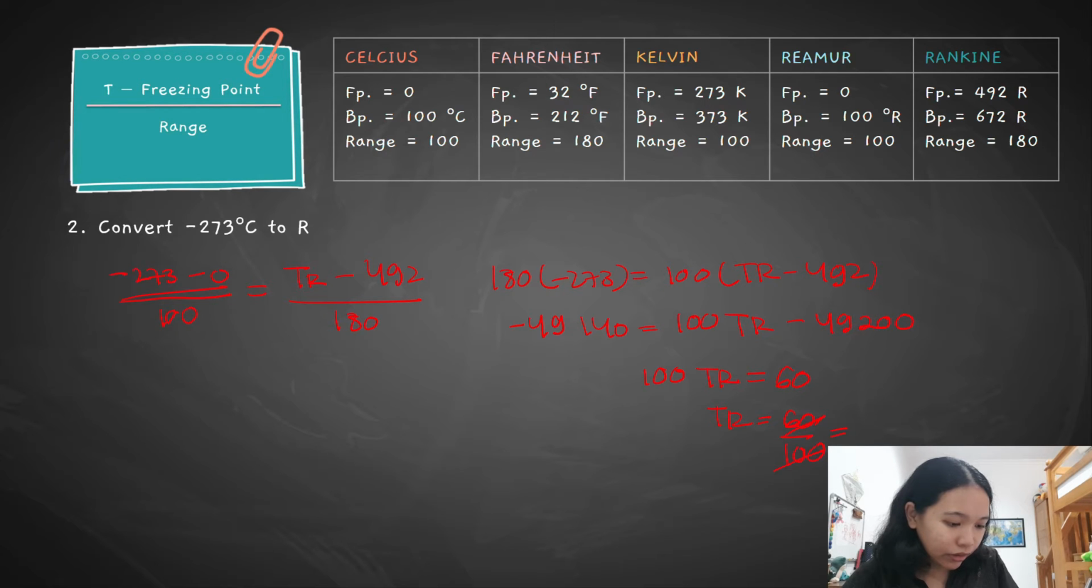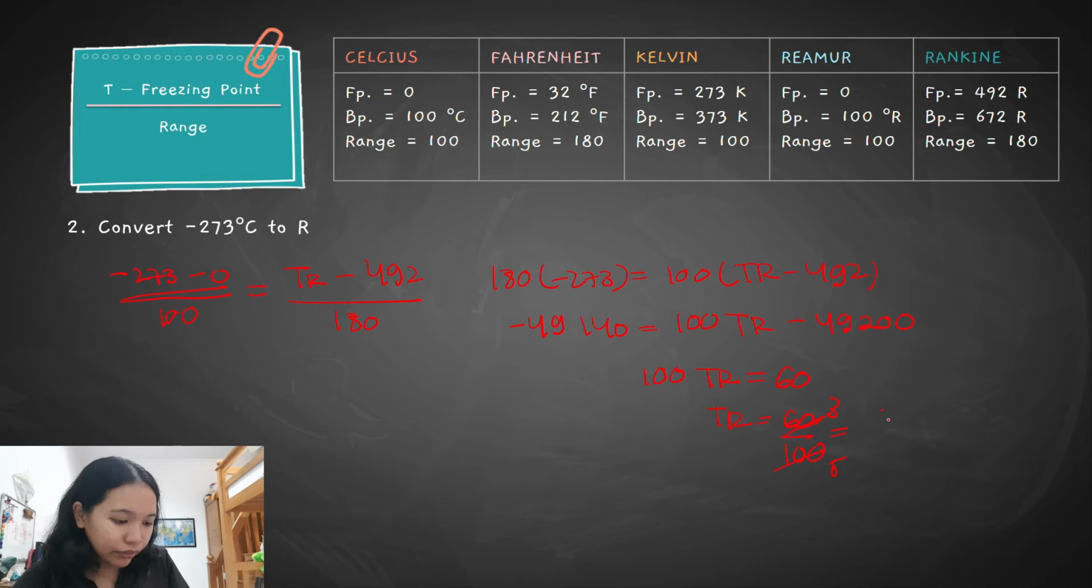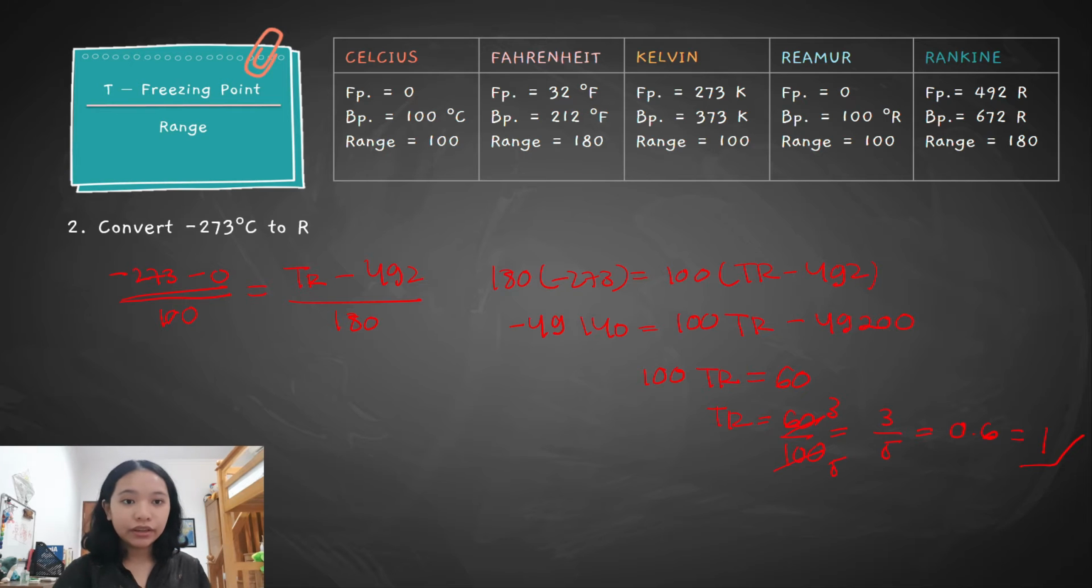This is 3, this is 5, so 3 over 5, or 3 over 5 is 0.6. Now because we use 3 over 5, which is a whole number and it doesn't have a decimal, so we're gonna write it down as 1. This is the final answer. Okay, I hope everyone got it right.